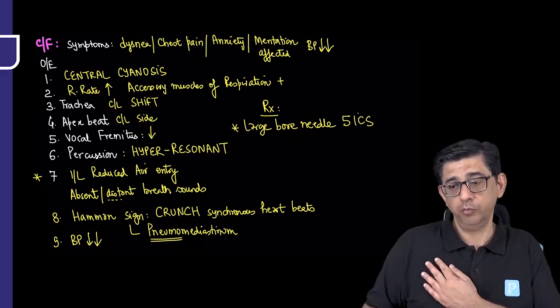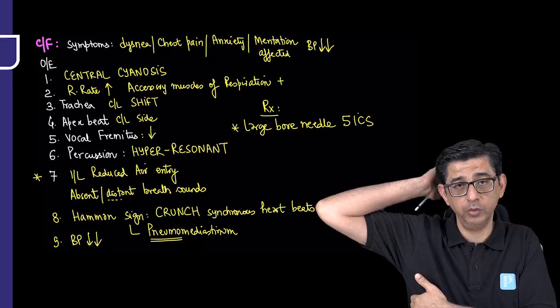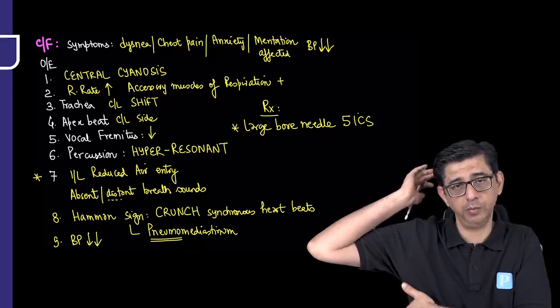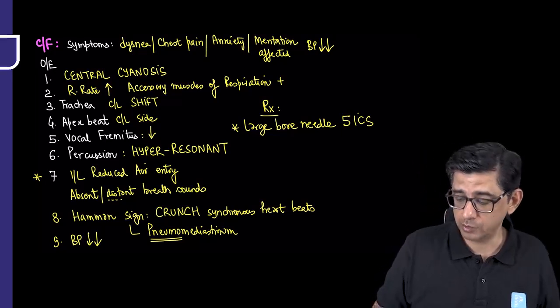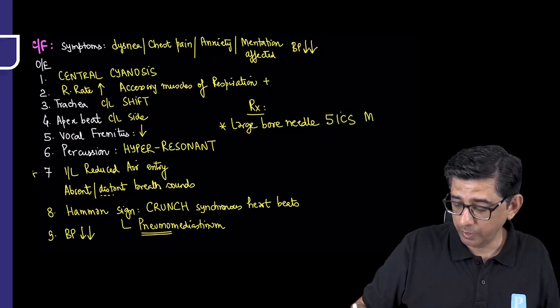Bulletproof vest is in the front, bulletproof vest is in the back, but is not on the side. So if the soldier falls down, still you can cover the rib spaces on the side, and you can be putting a large bore needle in the 5th intercostal space, and this would be put in the mid-axillary line.